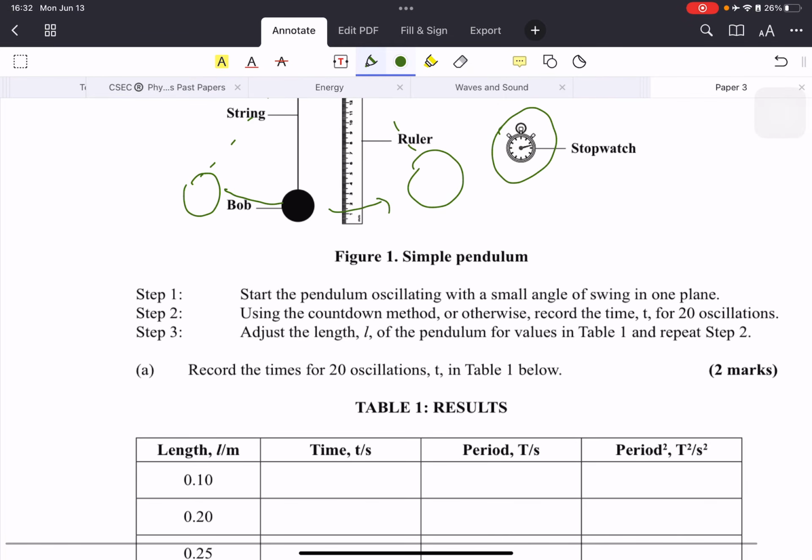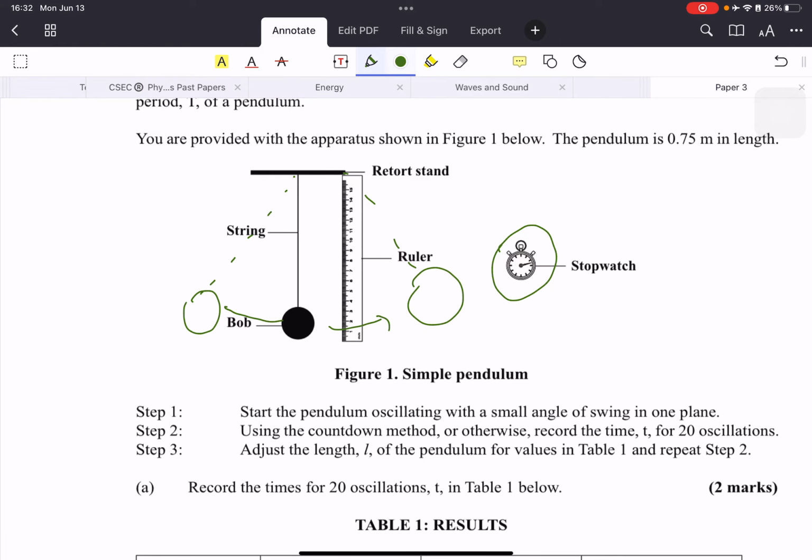And then what we have to do now is to adjust the length of the string afterwards. You can make it shorter or you can make it longer, right? To make it shorter, all you have to do is wrap the whole thing along the retort stand. That'll make it shorter, right? You don't actually have to cut the string and tie it back and all kind of thing. You just wrap the whole pendulum along the retort stand and make the string shorter and shorter.